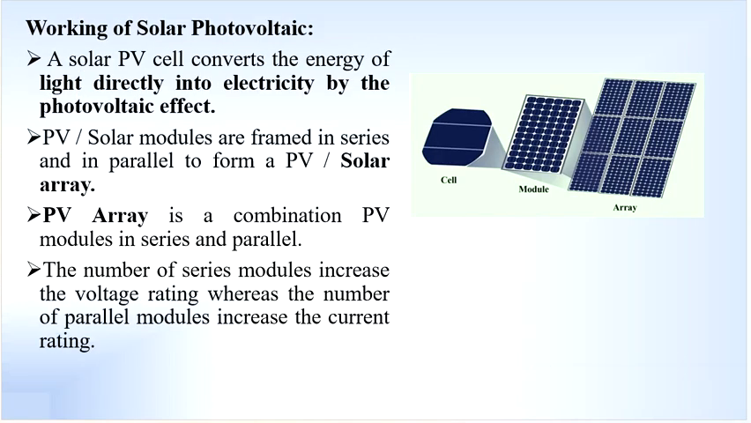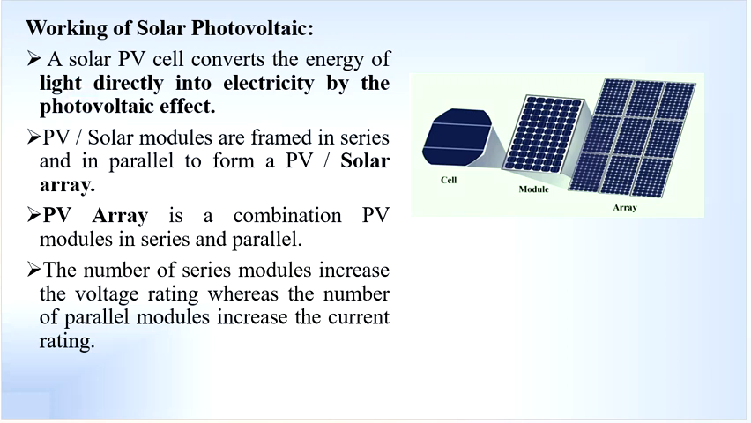So now let us see the working of solar photovoltaic. We all know there is a panel which is made up of different arrays, and arrays are made up of modules, and modules are made up of cells. These are all solar array terminologies. So how is a solar array made up? An array is made up of modules, modules are made up of cells. So the solar cell is the basic component of a solar photovoltaic panel, right?